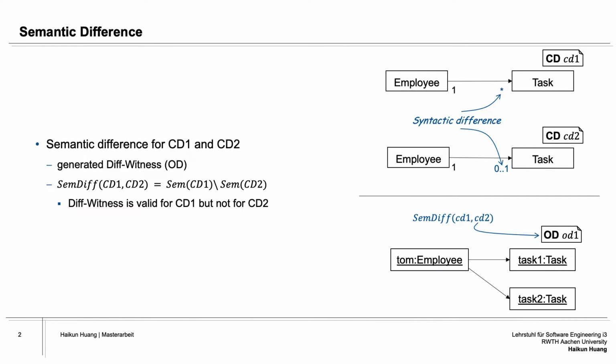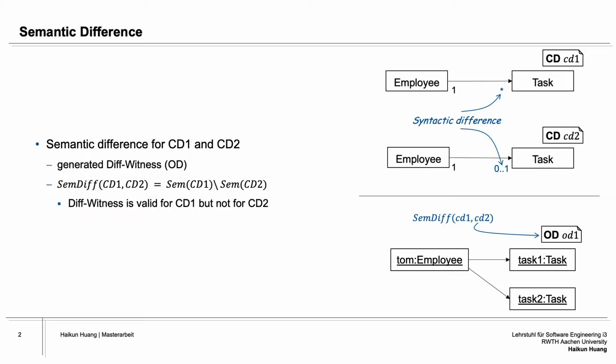What are semantic differences? Assume we have two class diagrams, CD1 and CD2, as the input. Then we use the object diagram OD as the diff-witness of the semantic differences between CD1 and CD2. The generated diff-witness is only valid for CD1 but not for CD2.